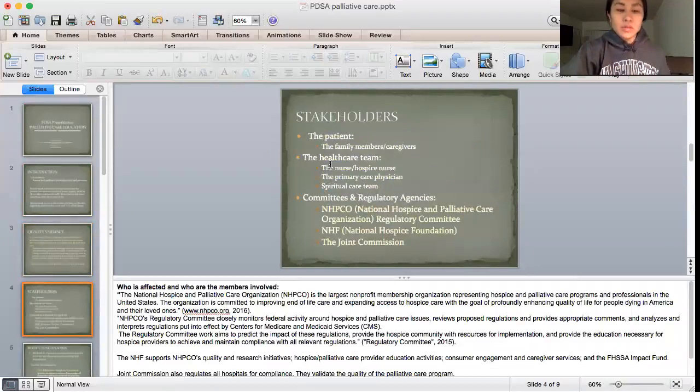The stakeholders. Who is involved? The patient, as well as the family member and caregivers, the healthcare team, which includes the nurse, the hospice nurse, the primary care physician, and spiritual care team. Committees and regulatory agencies include the National Hospice and Palliative Care Organization, Regulatory Committee, the National Hospice Foundation, and the Joint Commission.